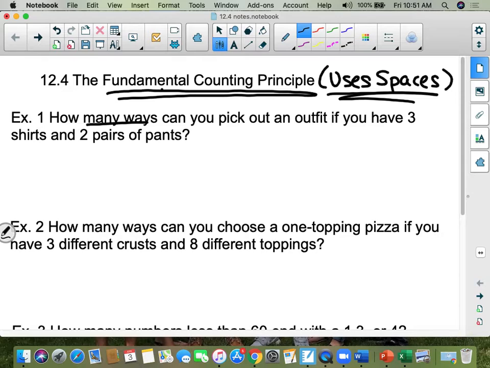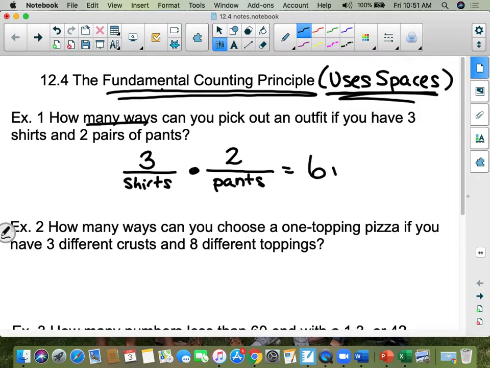What I mean by spaces is, I'm going to put 2 spaces down, and in between my spaces is a multiplication sign. What these spaces mean are the choices for shirts and the choices for pants. There are 3 shirts and 2 pairs of pants. There are 6 ways you can get ready in the morning.